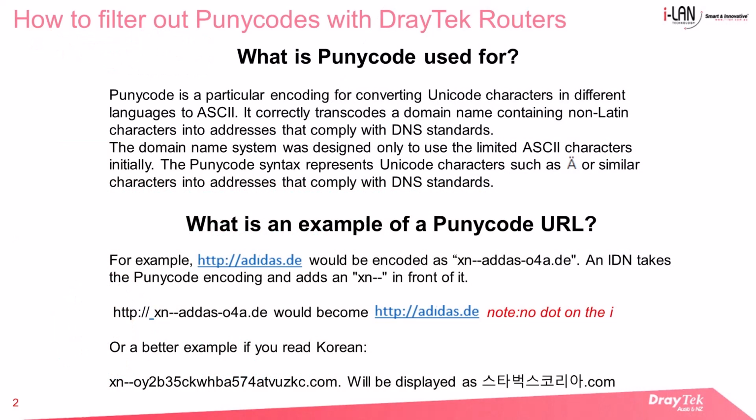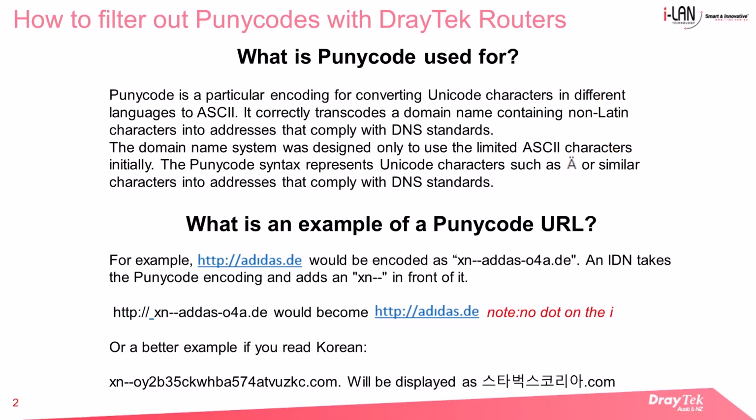Well, it's a particular encoding for converting Unicode characters in different languages to ASCII. The domain name system was designed to use the limited ASCII characters initially, and the Punycode syntax represents Unicode characters such as A with a diaeresis or similar characters that exist in non-Latin characters.